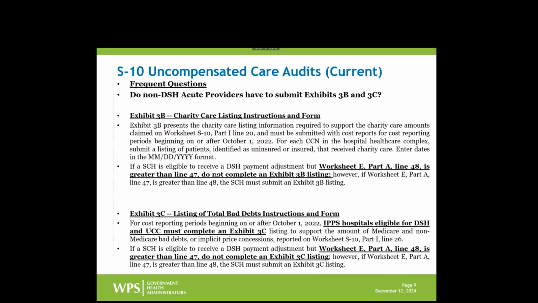Obviously, we need both of these to do the S10 audit, but again, total bad debts, you might just wait and submit by the time we do the S10 audit. The other one had to have been submitted at the time of acceptability. Now, both of these have that verbiage about the E Part A, line 48. If that's higher, you don't need to submit that listing. But notice there's a little bit of additional verbiage for the total bad debt instructions.